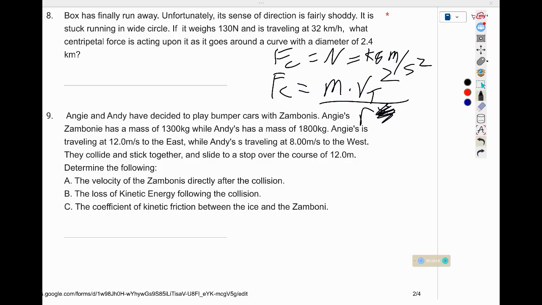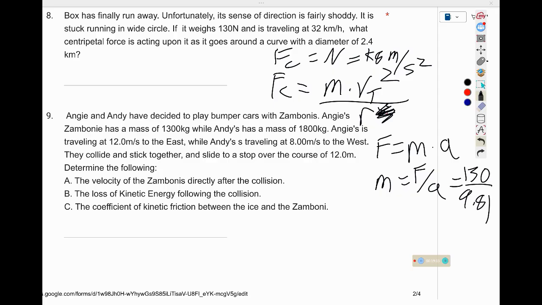Okay. First things first. We first need to figure out mass. Okay? We know force equals mass times acceleration, Newton's second law. So mass equals force divided by acceleration, or in this case, 130 divided by 9.81. We're traveling at 32 kilometers an hour. We know that to go from kilometers per hour to meters per second, hey, look at this, we just divide by 3.6, which is super easy.